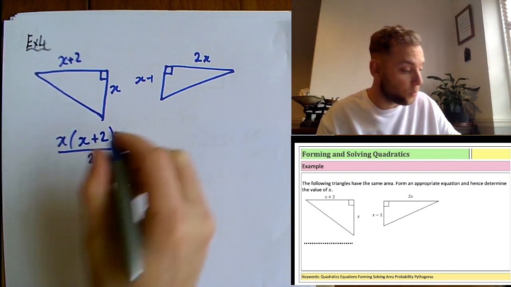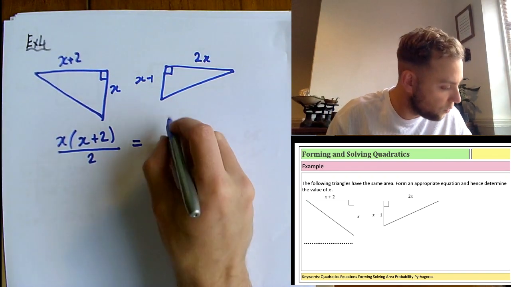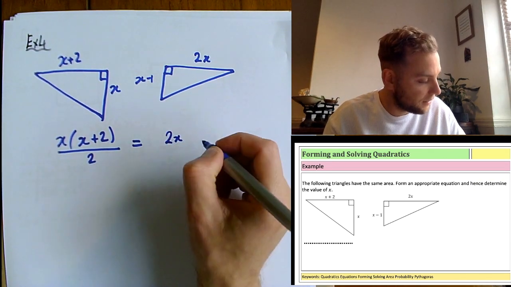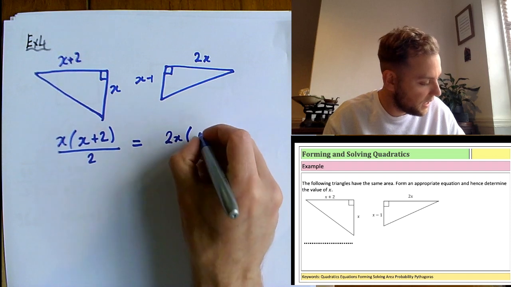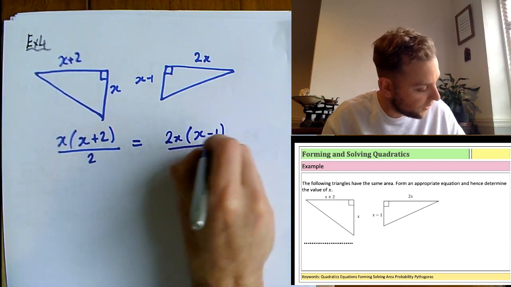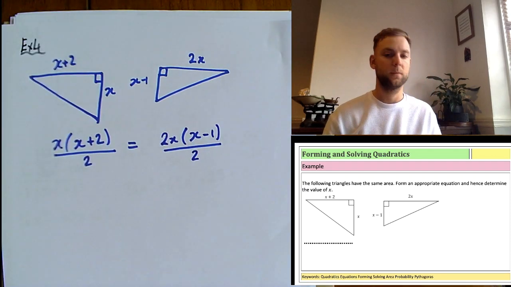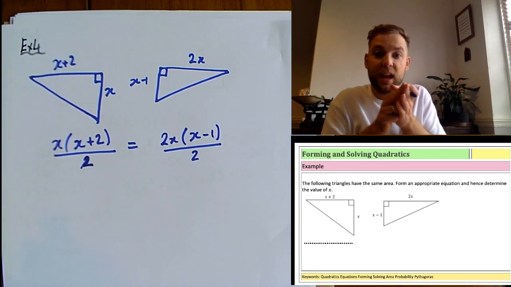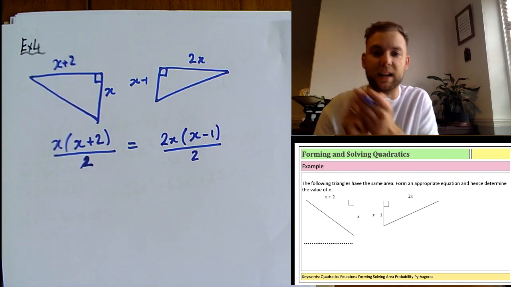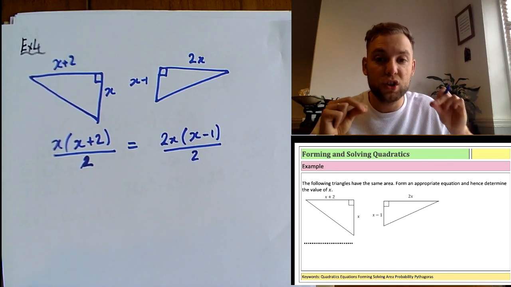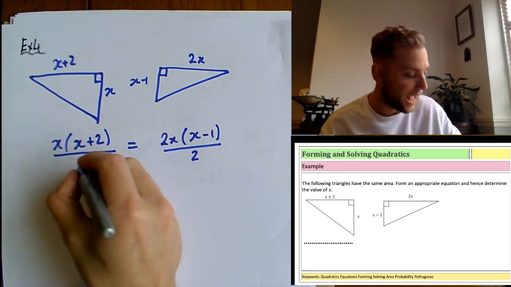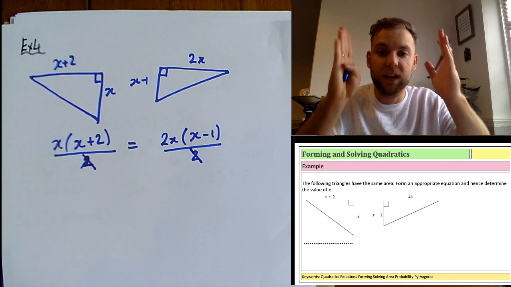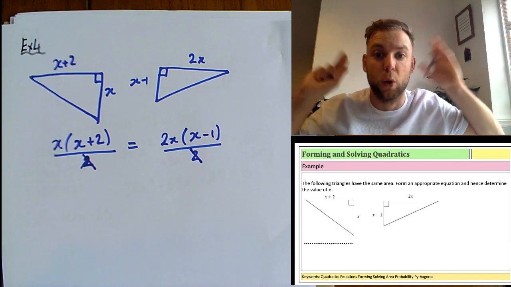And remember, these areas are equal, so we can say that they are equal. I'm going to do this one first because this is going to be in the bracket. So 2x times (x minus 1) divided by 2. Now, you can't just cancel that 2 there. You have to times the left-hand side by 2 and times the right-hand side by 2. And in fact, because there's a 2 on both sides of the equals, we can actually cancel this 2 here. But that's only because it's all of it divided by 2 on both sides.